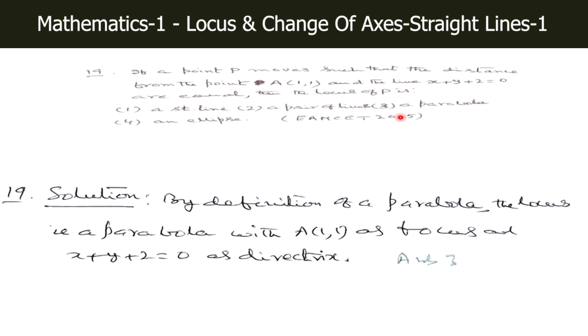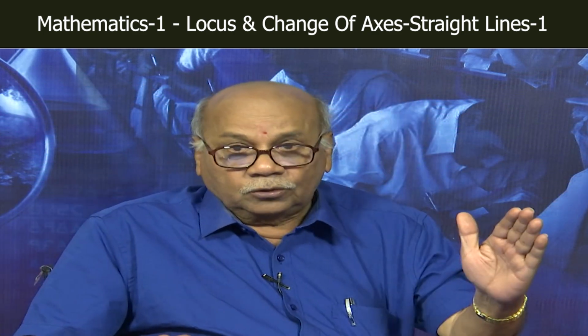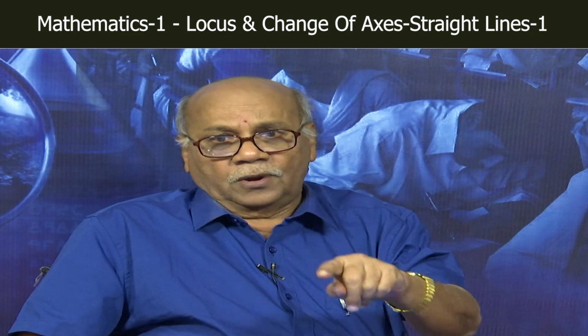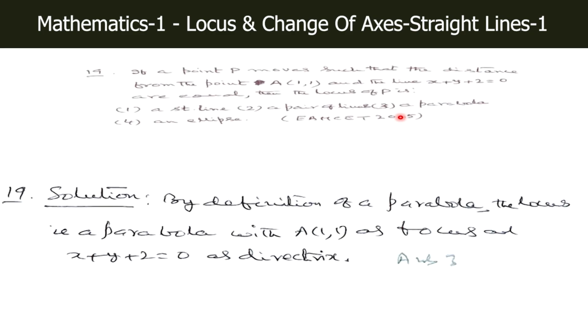So, by definition of a parabola, given a fixed point and a line not passing through it, the locus of the point which is equidistant from the fixed point and the fixed line is a parabola. So according to the definition, the locus is a parabola with A(1, 1) as focus and x + y + 2 = 0 as directrix. Answer 3, option number 3.